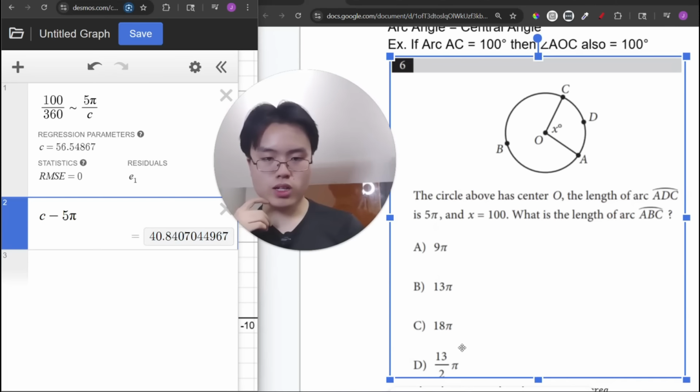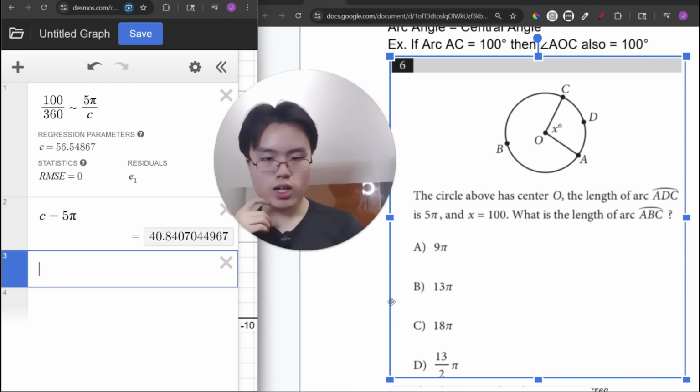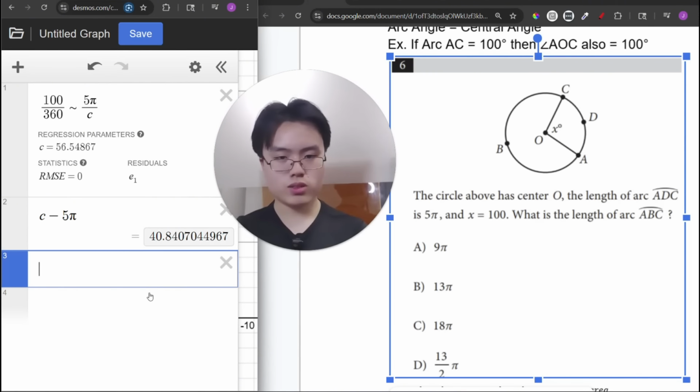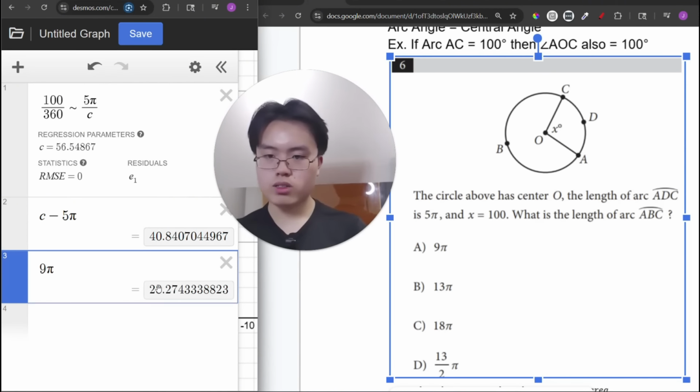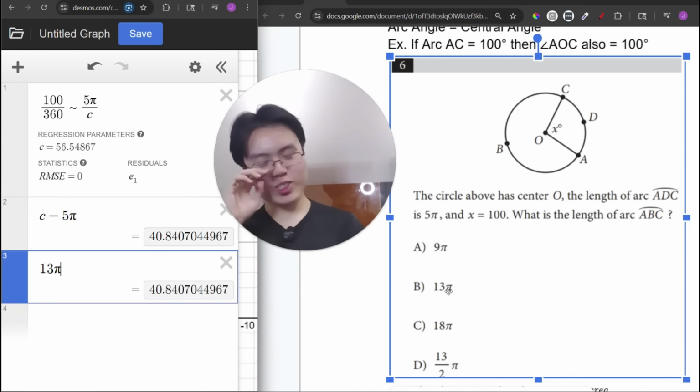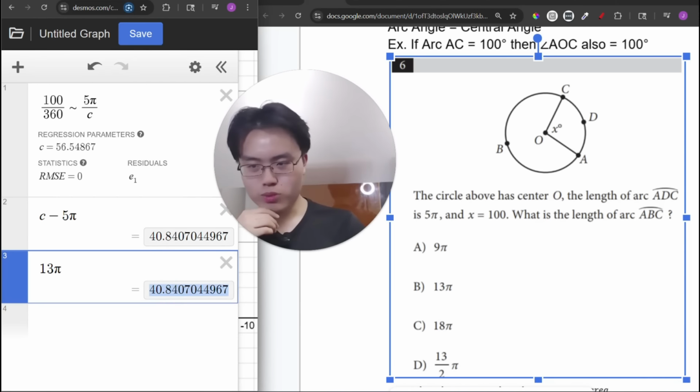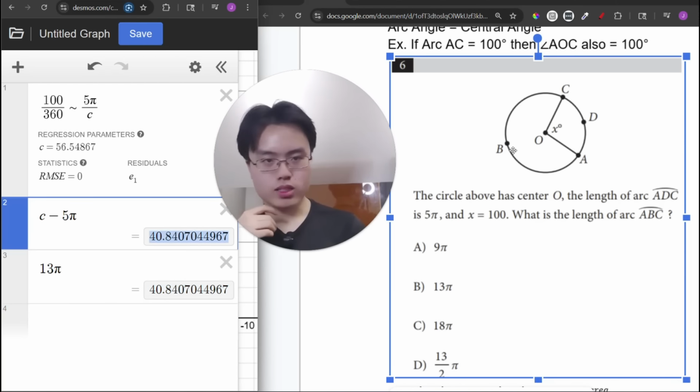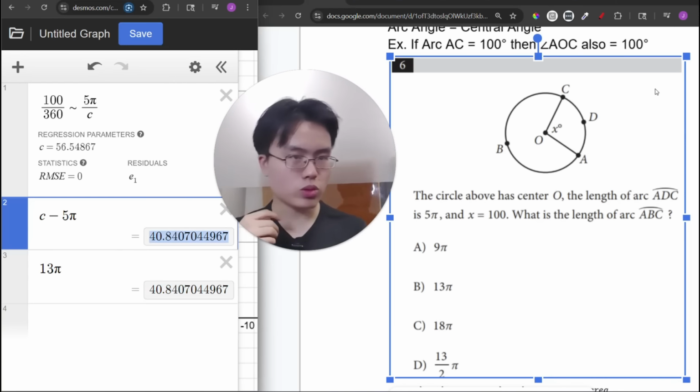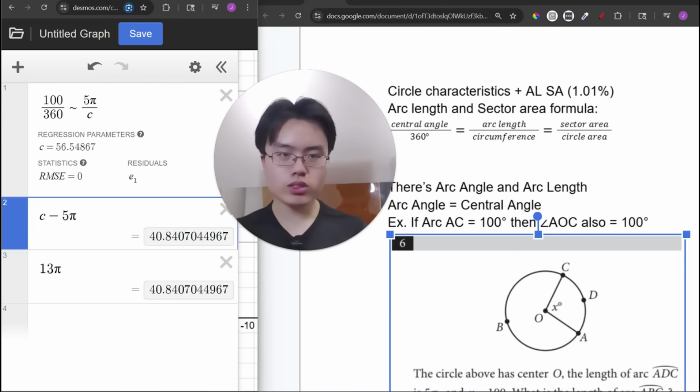So I guess we could type in the answer choices until we see which one. I think it's probably like A, 9 pi. Shoot, I'm stupid. 13 pi. Yeah, okay, I was close enough. Okay, so the answer is B for this one, because 13 pi, answer choice B, is the same as the arc ABC, which is what we were trying to find.